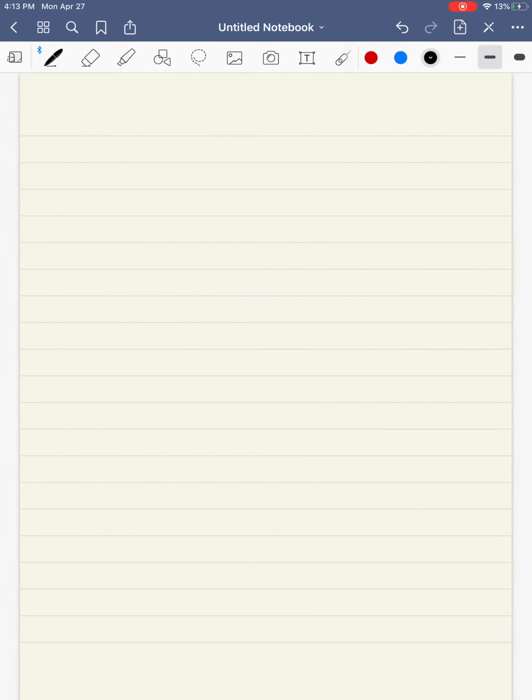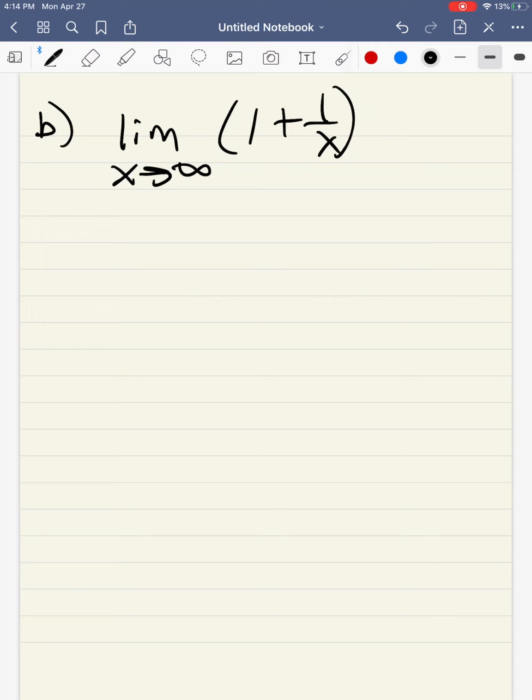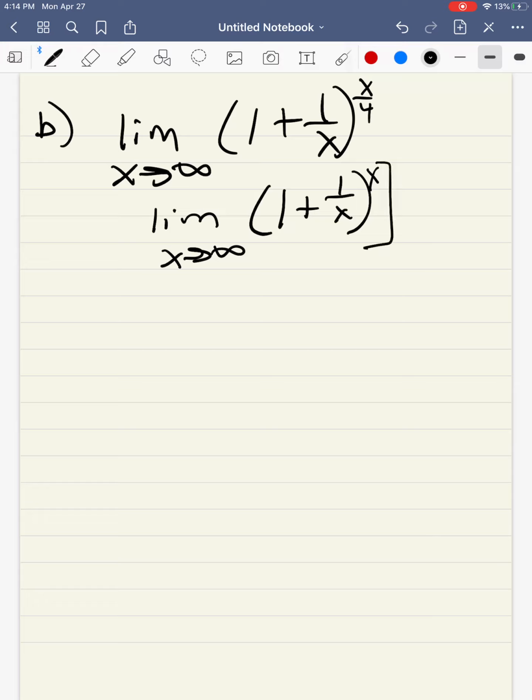Okay. All right, last one says find the limit as x approaches infinity of 1 plus 1 over x to the x over 4. Now we don't have to substitute anything here as long as we recognize that this is 1 plus 1 over x to the x times 1 over 4. So it'd be like this. So then this becomes e, and then it's raised to the 1/4 power. So e to the 1/4.